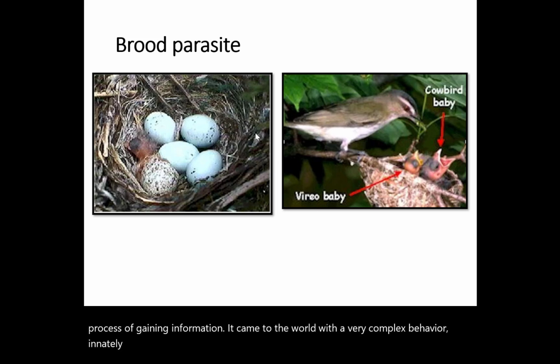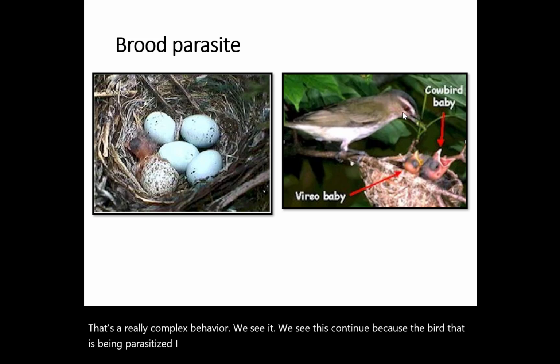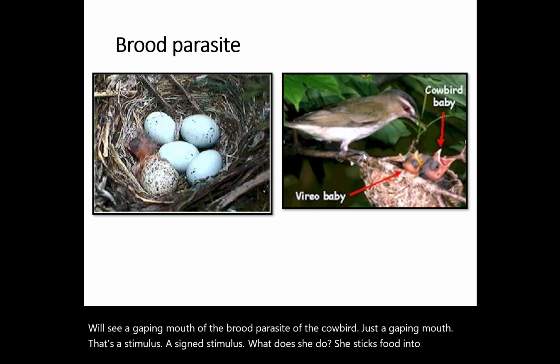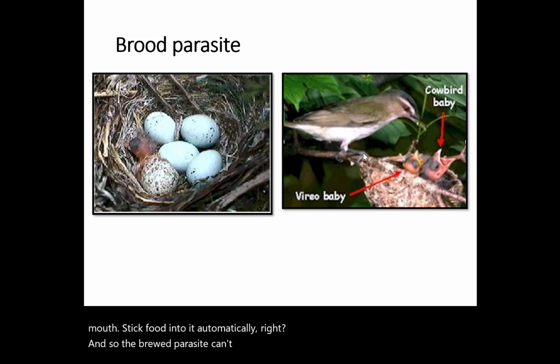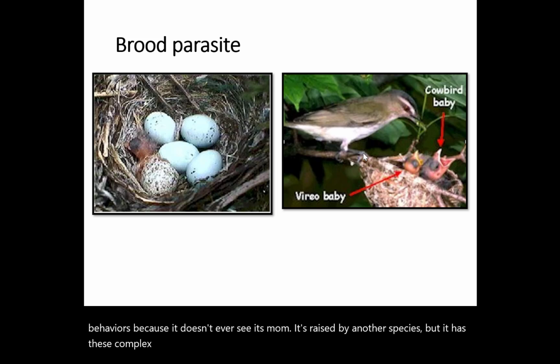The sign stimulus was the other eggs. The fixed action pattern was to scoot it out of the nest. That's a really complex behavior. We see this continue because the bird that is being parasitized, I think in this case a warbler, will see a gaping mouth of the brood parasite, the cowbird, just a gaping mouth. That's a sign stimulus. What does she do? She sticks food into it. Open mouth, stick food into it automatically, right? And so the brood parasite can't learn from its mom about how to do these complex behaviors because it doesn't ever see its mom. It's raised by another species, but it has these complex behaviors that make it survive.